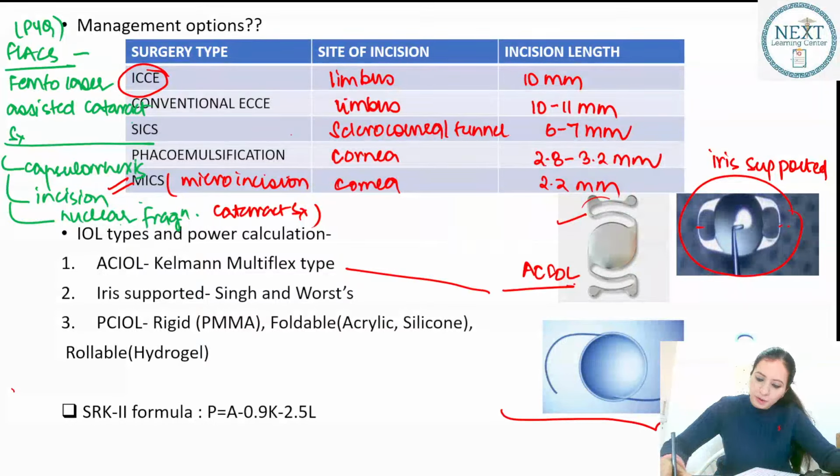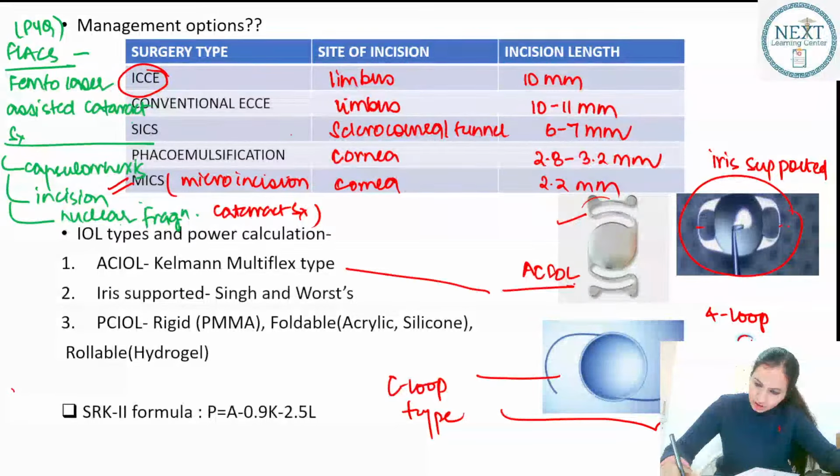These are your posterior chamber IOL. This is a C loop type. This is a 4 loop type. Just look at the 4 loops of this posterior chamber IOL.